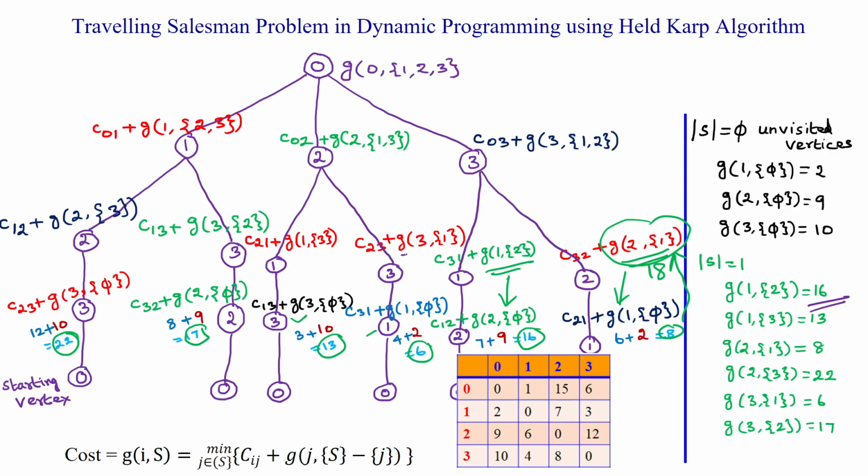Here for this sub problem, this is the value, and that value is 6. 3 comma 1 is 6. Like that, for this sub problem, this is the result: 1 comma 3 is 13. For this sub problem, this is the result, that is 17. For this sub problem, this is the result 22, so that is represented here.